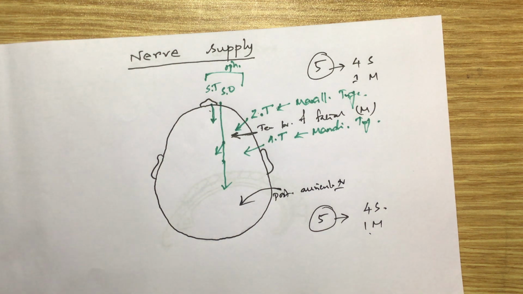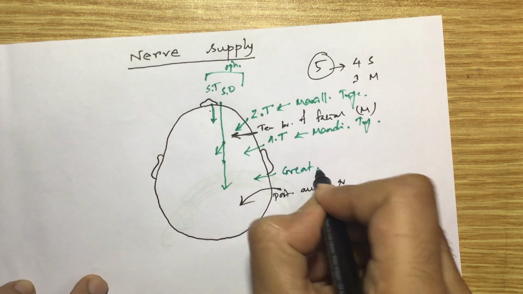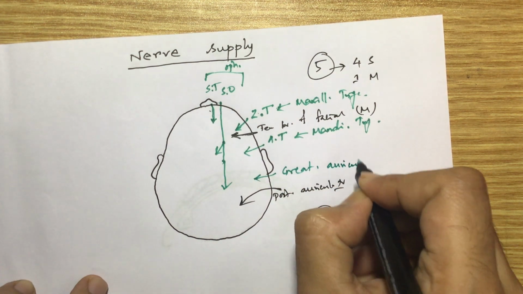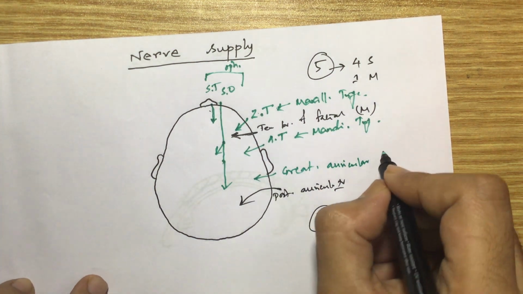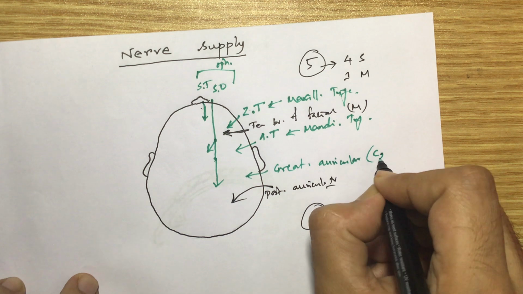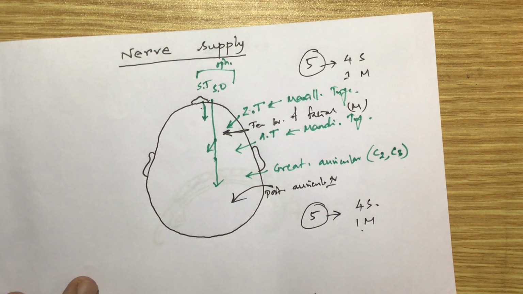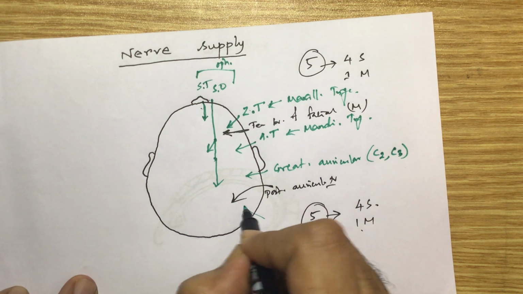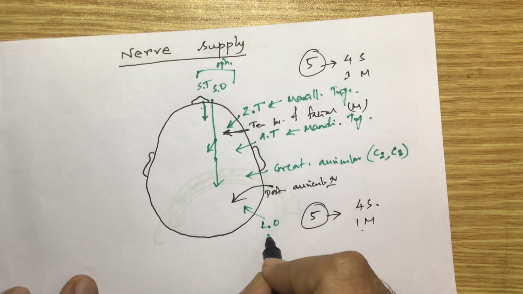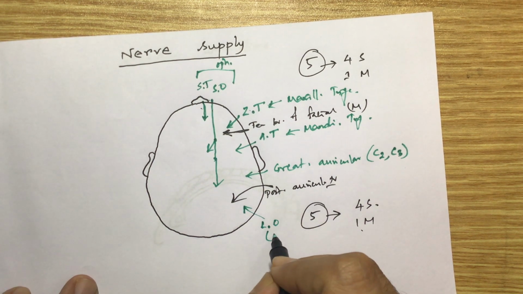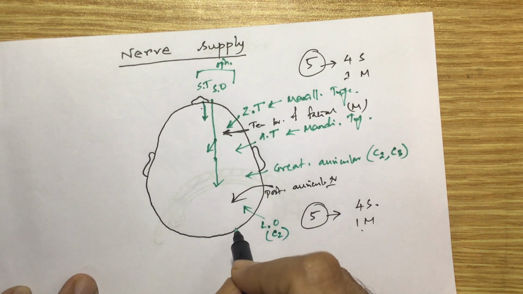The sensories, the first one is the great auricular, ear auricle. It carries the fiber from the ventral division of the second and third cervical nerve. Then there is the lesser occipital. It carries the fiber of the ventral division of the C2 cervical nerve.